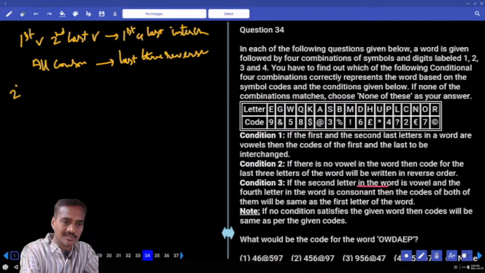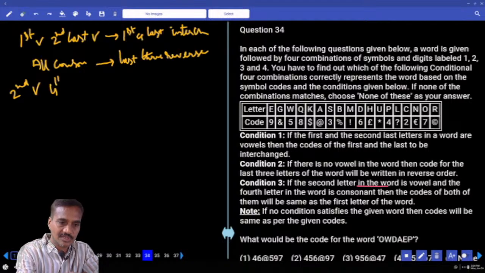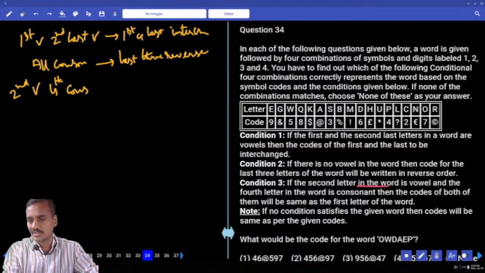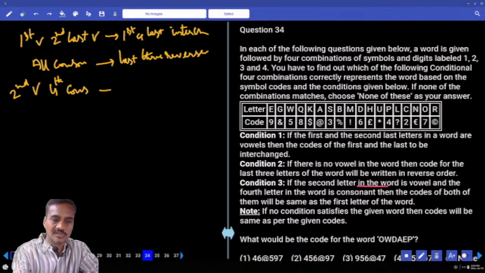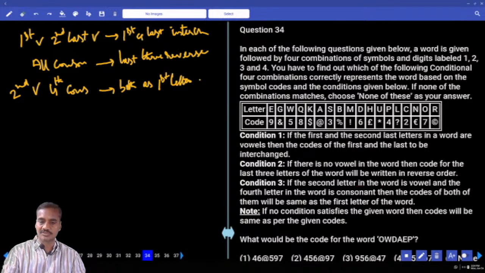And the second letter in the word is what? Vowel. And the fourth letter in the word is a consonant. If the second is a vowel and the fourth is a consonant, then the codes of both of them will be the same as the first letter. If no condition is satisfied by the given word, then the codes will be as per the given codes.